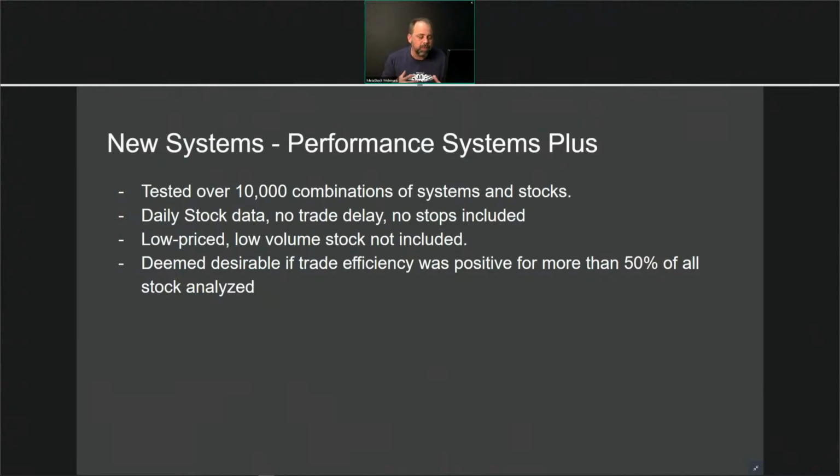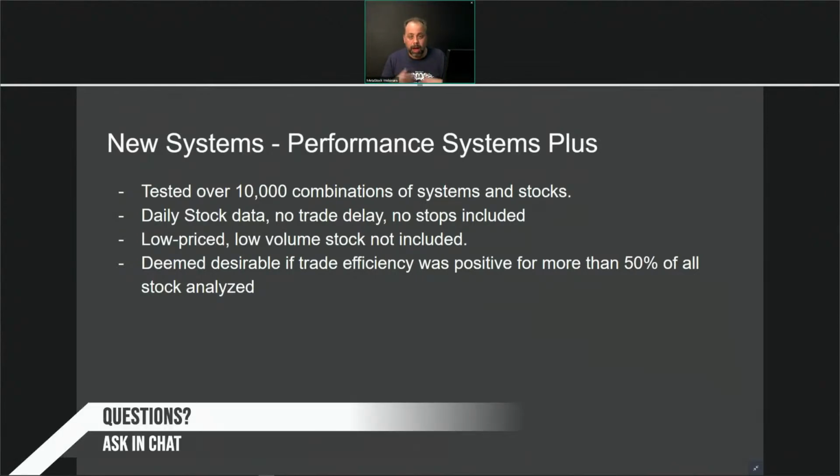So when he came up with the systems he wanted to include, he tested 10,000 combinations of systems against stocks. He used daily stock prices with no trade delay and no stops. What he wanted to do was figure out systems that worked well over a broad market of securities. Out of all that testing, he excluded low-price, low-volume stocks. One of the things he looked at keenly was a concept called trade efficiency: how much return you got versus how much time you were in the stock. He wanted it to have a better than 50% average.